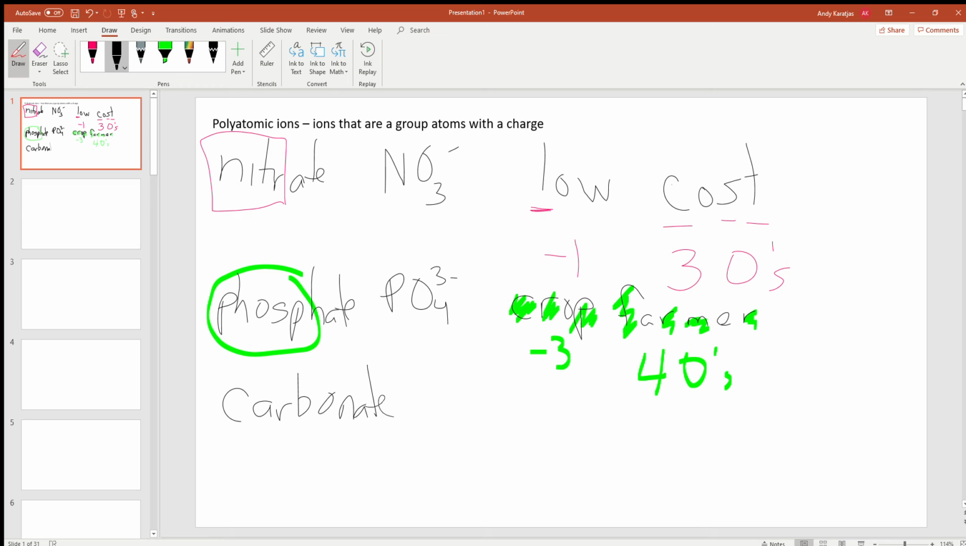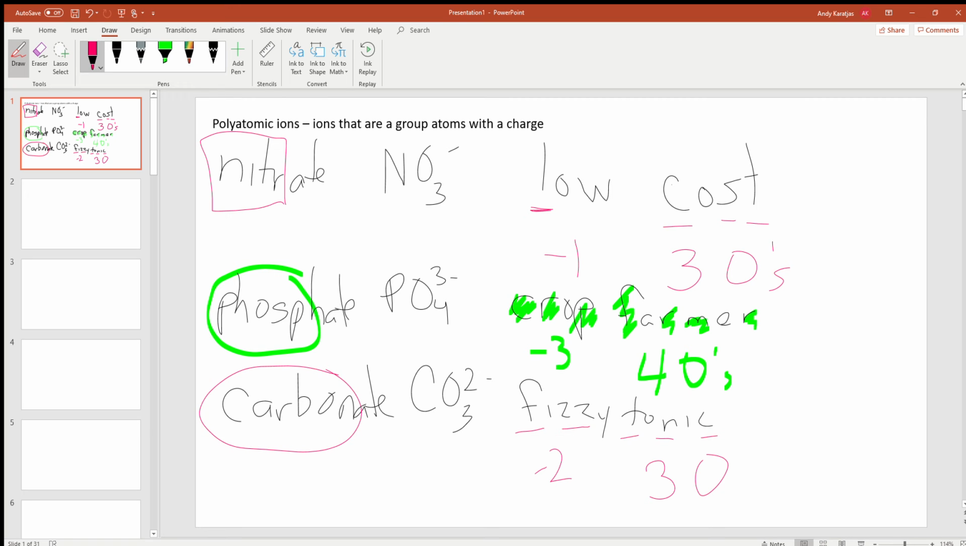Carbonate, CO3, 2 minus, and we can think of carbonate, carbonation, or a fizzy tonic. So fizzy, 2 consonant sounds, -2. Tonic, 1, 2, 3 consonant sounds, 3 oxygens. And again, the carbon can come right from our name.